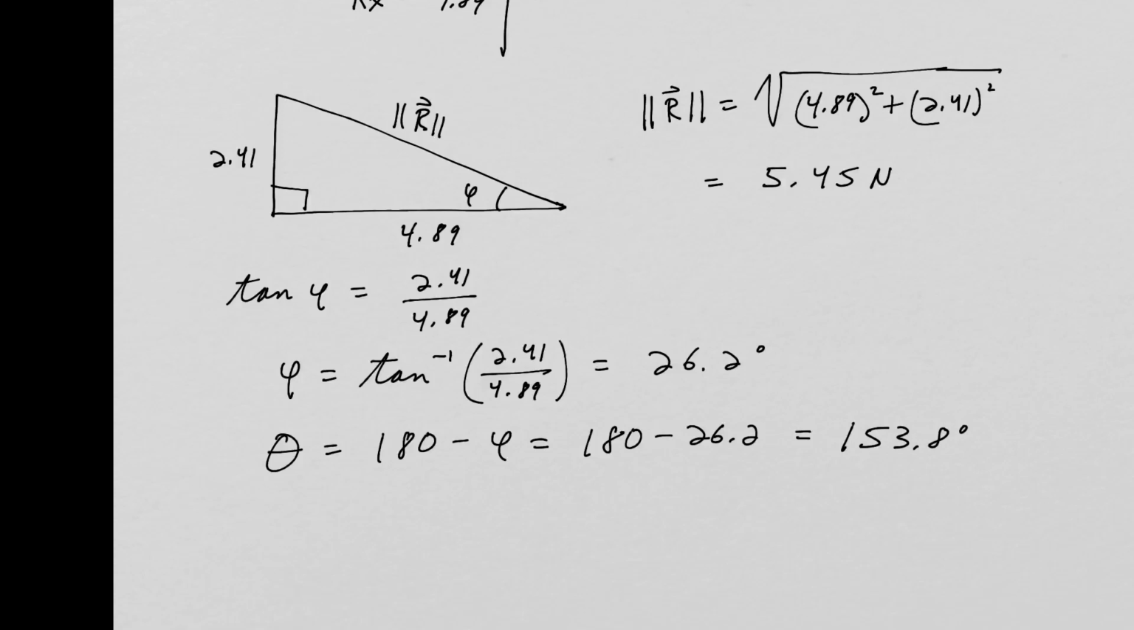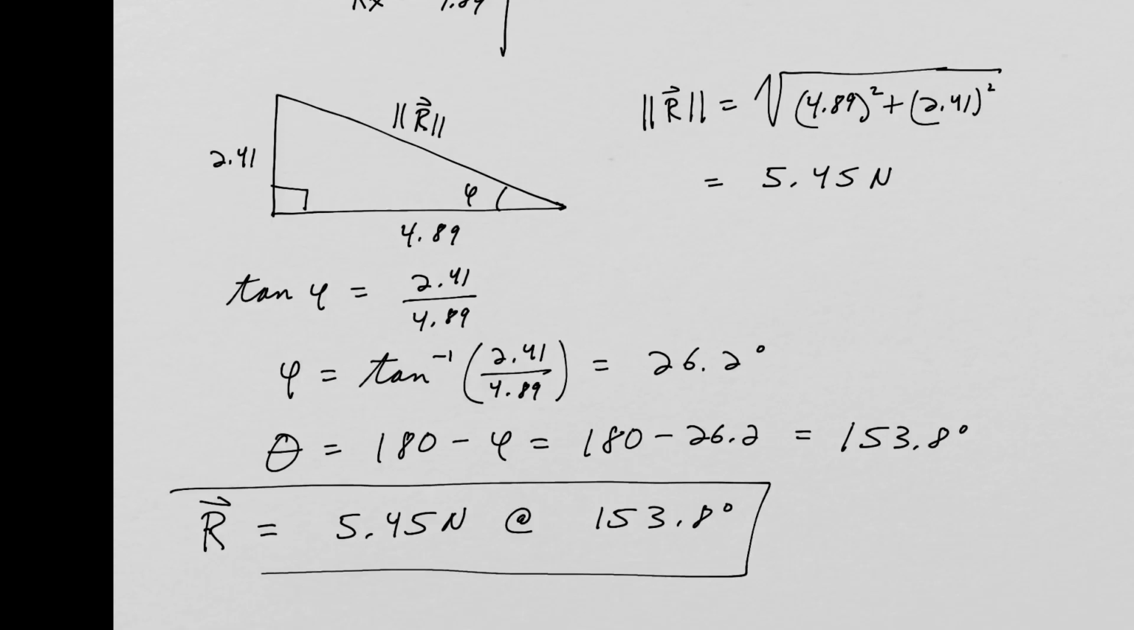So then I can say my resultant vector, the sum of those three, A plus B plus C, is 5.45 newtons at 153.8 degrees. Or 5.45 newtons at 26.2 degrees north of west, right? That would also be fine. Okay, great.